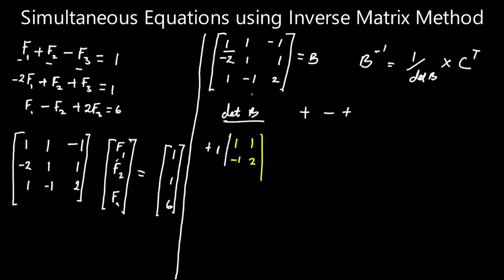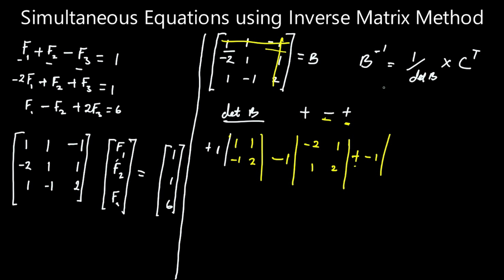Then the next one is minus, so we have minus 1. We close the row and the column that contains the second one. We have minus 2, 1, 1 and 2. Then lastly we have a positive minus 1, because this is negative and this is positive. So we have positive minus 1. We close the row and the column.